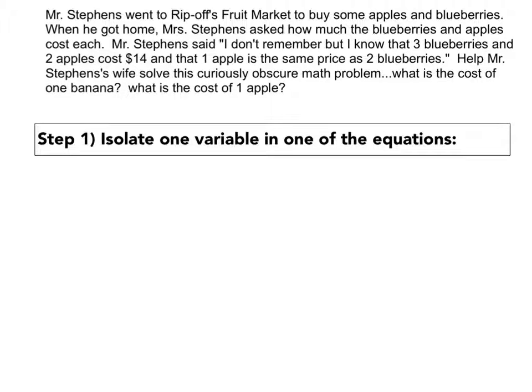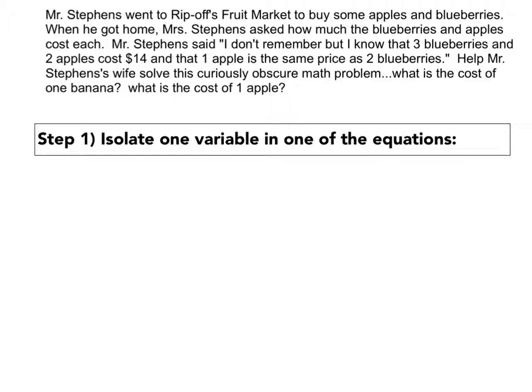Mr. Stevens went to Ripoff's fruit market to buy some apples and blueberries. When he got home, Mrs. Stevens asked how much the blueberries and apples cost each. Mr. Stevens said, "I don't remember, but I know that 3 blueberries and 2 apples cost $14, and that 1 apple is the same price as 2 blueberries."